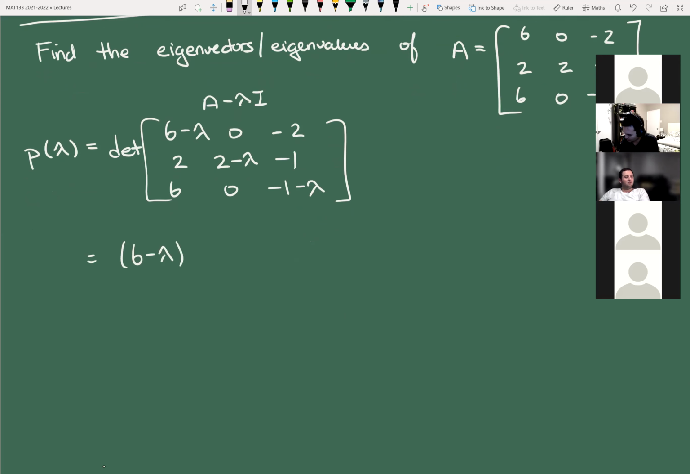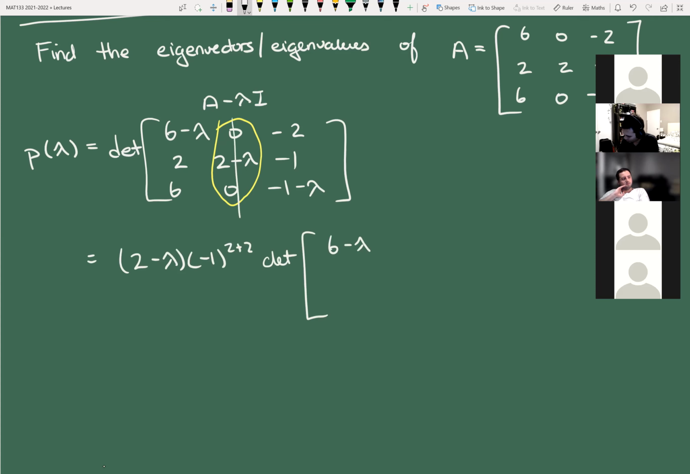Why not do maybe potentially the second column because it has 2 zeros? Oh, you're right. I should totally do the second column. This is definitely going to be way easier, right? Okay, so I'm going to get 2 minus lambda times -1 to the 2 plus 2. I'm skipping the first and last one because they're going to be 0 times the determinant of, so if I cross these out, I'm going to get 6 minus lambda, -2, 6, -1 minus lambda.